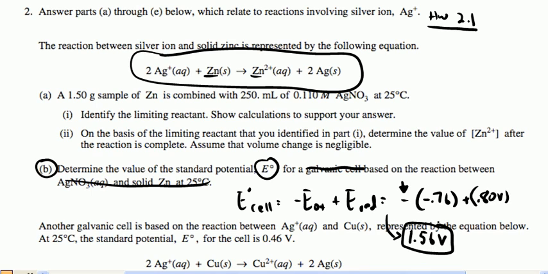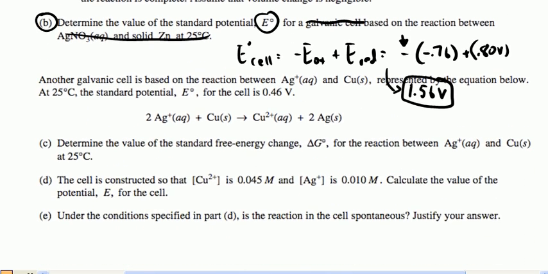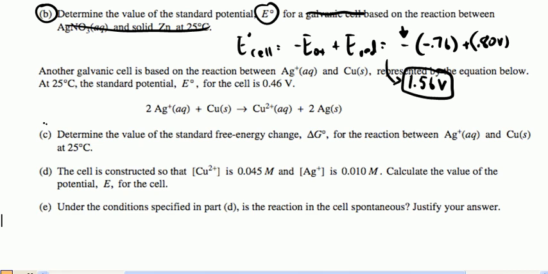Okay? So that is the answer to the first problem. In thinking about this, this would be a spontaneous reaction because E is greater than 0, making delta G less than 0. For the second part, we're going to do C, and it says determine the value of delta G for the reaction. So the equation is delta G equals negative N F E cell.